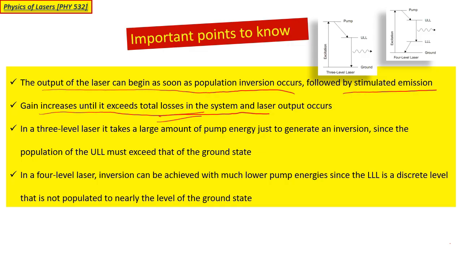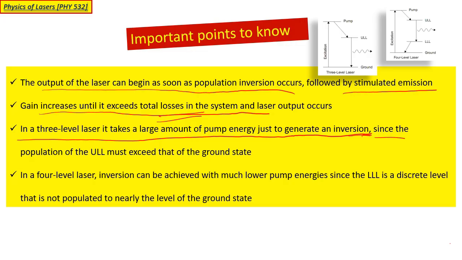The third thing mentioned here is that in a 3-level laser it takes a large amount of pump energy to generate an inversion, as I mentioned, because there is no intermediate level like the LLL. So it needs a large amount of energy. That is why it's pumped in the form of a pulse, because too much heat is generated. You have to dissipate this heat in some way.